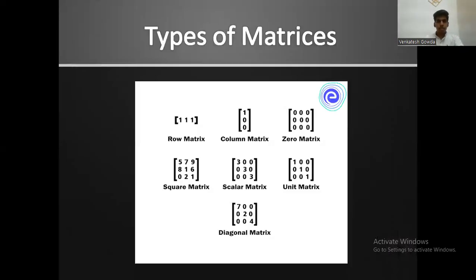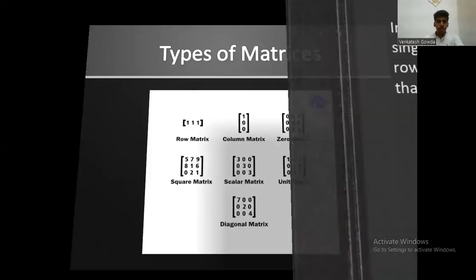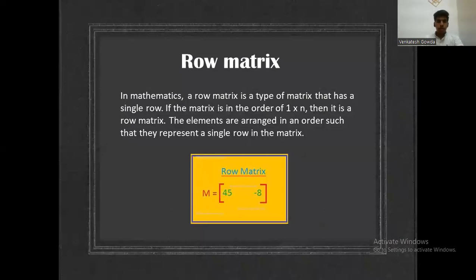Now we shall discuss the types of matrix. The types of matrices include row matrix, column matrix, zero matrix, square matrix, scalar matrix, unit matrix, and diagonal matrix. Now we shall discuss one by one. So the first is the row matrix. So what is a row matrix?